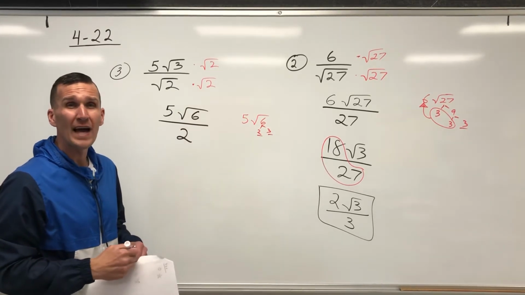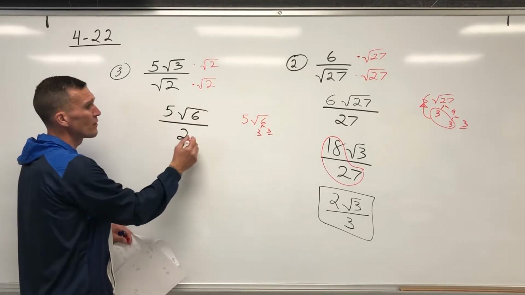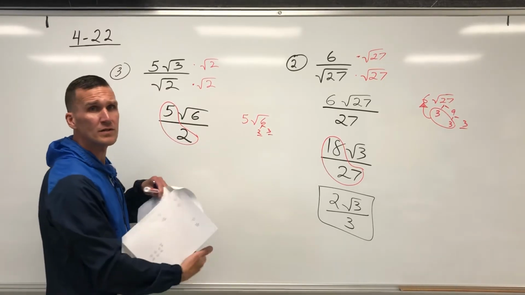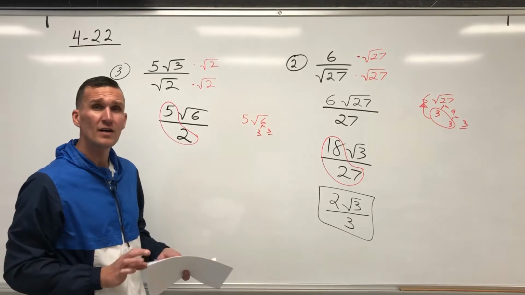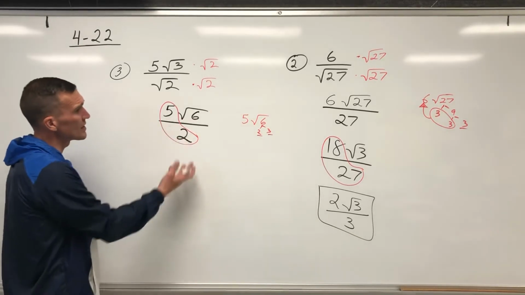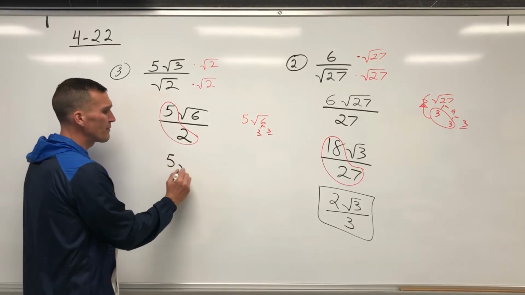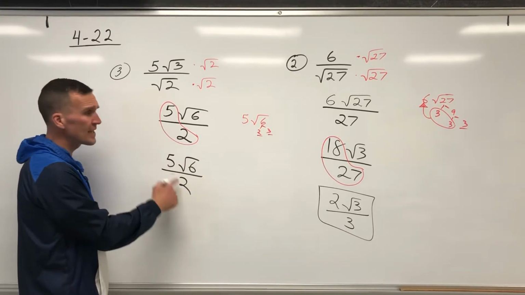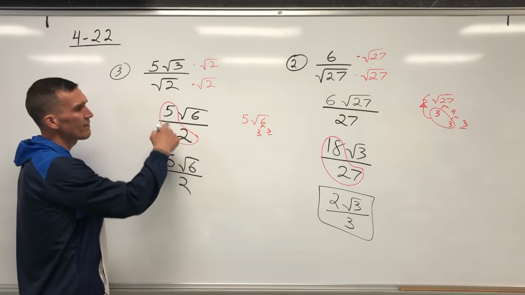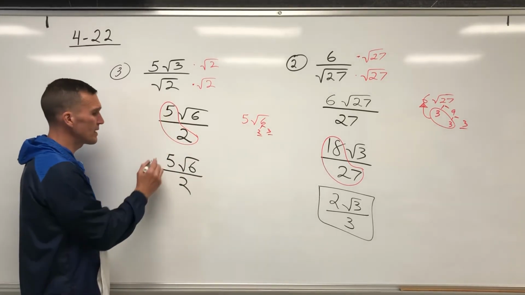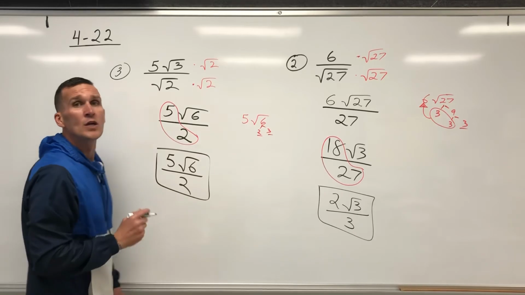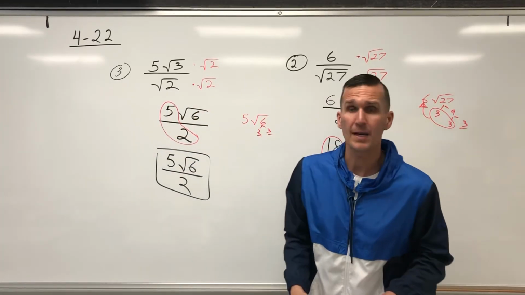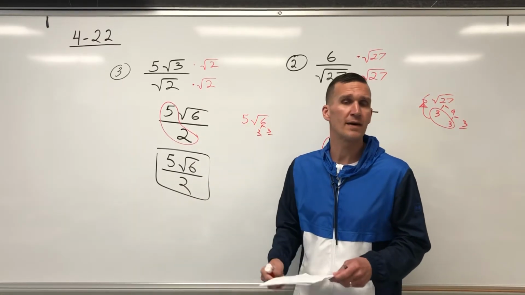Next, I look at the outside numbers. 5 over 2. What does 5 over 2 reduce to? And the answer is nothing. It doesn't reduce at all. It stays 5 halves. So just to clean up my answer, the 5 rad 6 stayed 5 rad 6, and the 5 halves stays 5 halves. If I didn't have that red marking up there, I'd just box my answer, and I'm done. Just because you learned that there are harder problems and more steps does not mean that you will always have to do that.